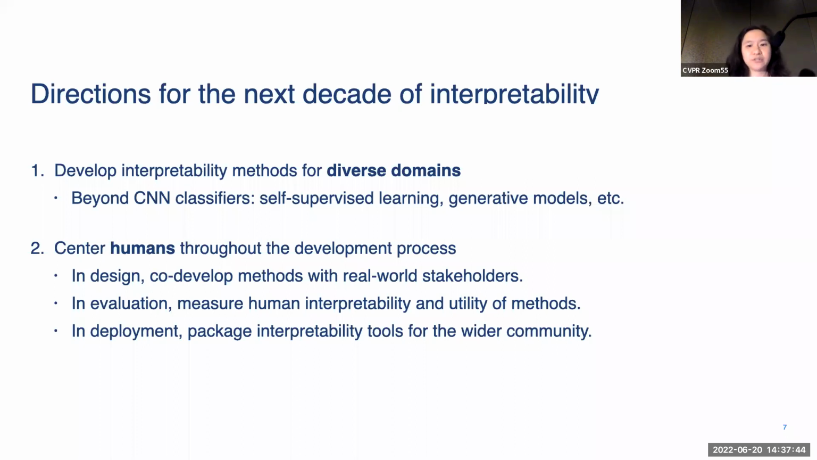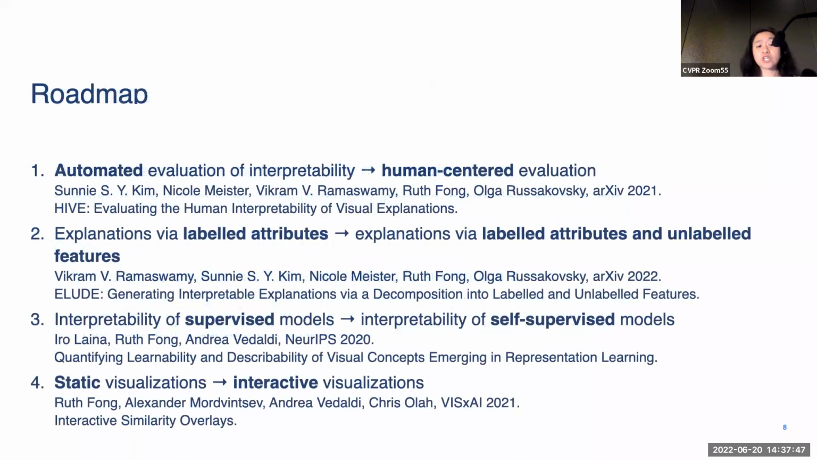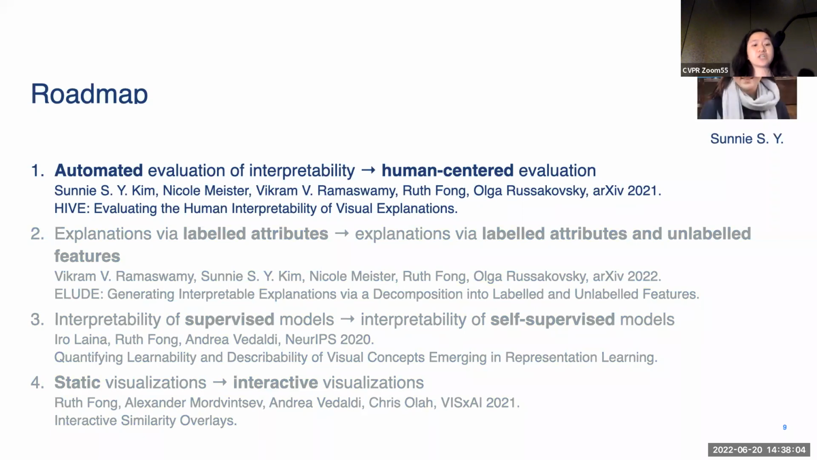and ML practitioner community. So in the rest of the talk, I'll be discussing 4 of our recent works that move along these directions and highlight some of the current challenges to developing these works with these goals in mind. And the first 2 are done in collaboration with Olga Rostkowski and her students. So first, I'll discuss our recent work on evaluating the human interpretability of visual explanations. In this work, we moved from automated evaluations of interpretability towards more human-centered evaluations via human studies. And this project was led by Princeton PhD student Sunny S. Kim.